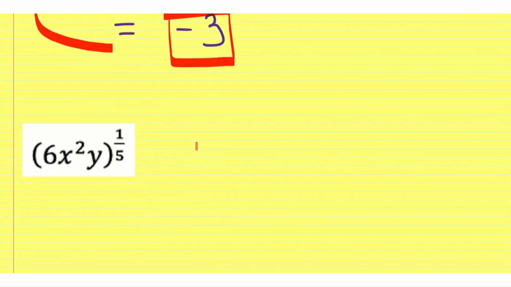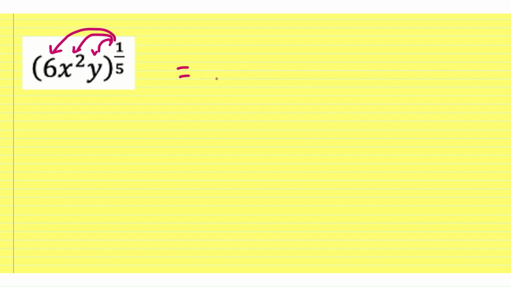Okay, let's see what the next one is. This one says 6x squared y raised to the 1/5. And again, this does affect every single piece inside the parentheses. Anytime we have an exponent outside the parentheses, it will apply to every single piece inside the parentheses.